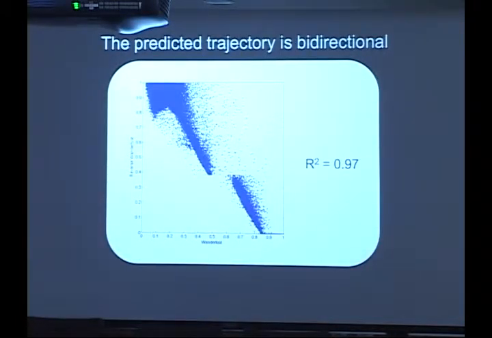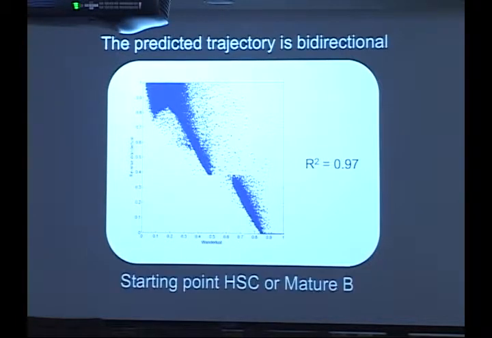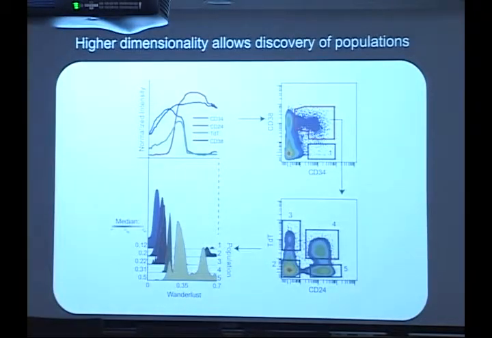And the really nice thing was that the predicted trajectory was bidirectional. So if we told the algorithm, I want you to start at an HSC or a CD34 positive cell versus a mature B cell, it can find the trajectory by going either direction. So it was able to find the trajectory from the beginning or from the end, which is nice, I think, for the thought of how you could use this for systems in which you may not know what the beginning cell is, but you know what the mature cell is. And there's many more instances in biology where we know the mature cell, but we don't know the progenitor cell.